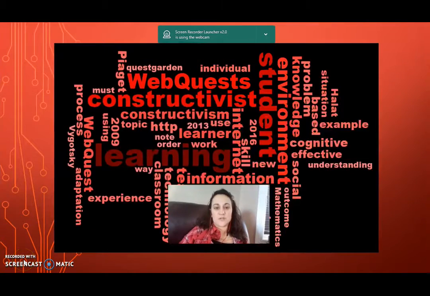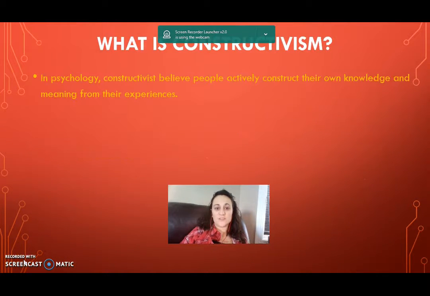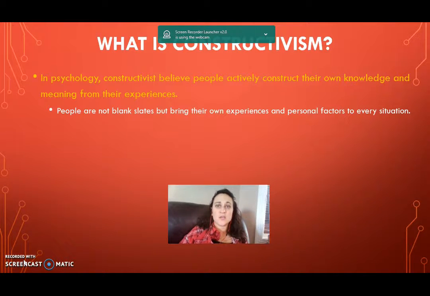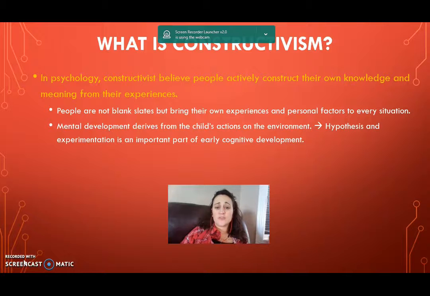So what is constructivism? In psychology, constructivists believe people actively construct their knowledge and meaning from their experiences. These could be individual, emotional, social experiences. So people aren't blank slates, they bring these experiences and personal factors to every situation. Further, mental development derives from a child's actions on the environment, so they're constantly making hypotheses and experimenting on those hypotheses, and that's an important part of early cognitive development.